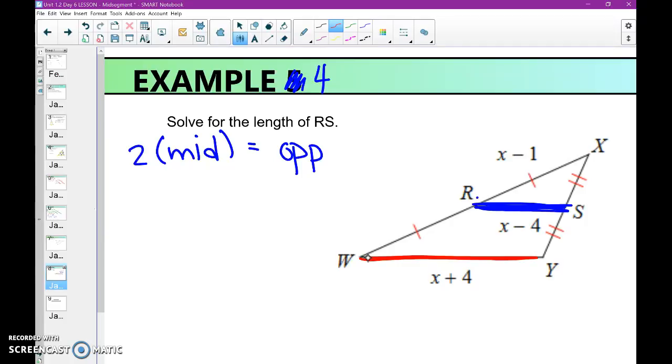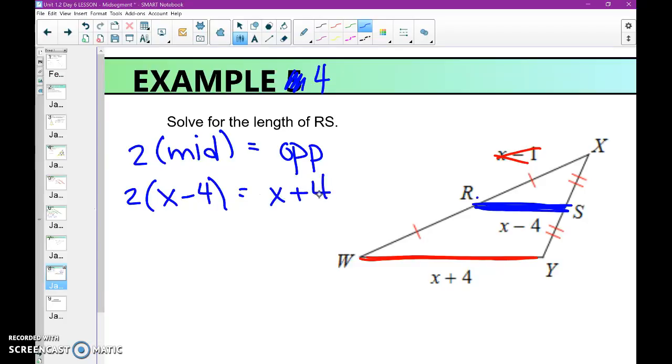Notice, is x minus 1 in this problem at all? Do we need it? No. So I'm actually going to cross it off because I don't want to be distracted by that. That's kind of extra information. Okay, so instead of mid for midsegment, I'm going to replace that with what it tells me that is, which is x minus 4. The opposite side is x plus 4. So I'm going to replace that as well.